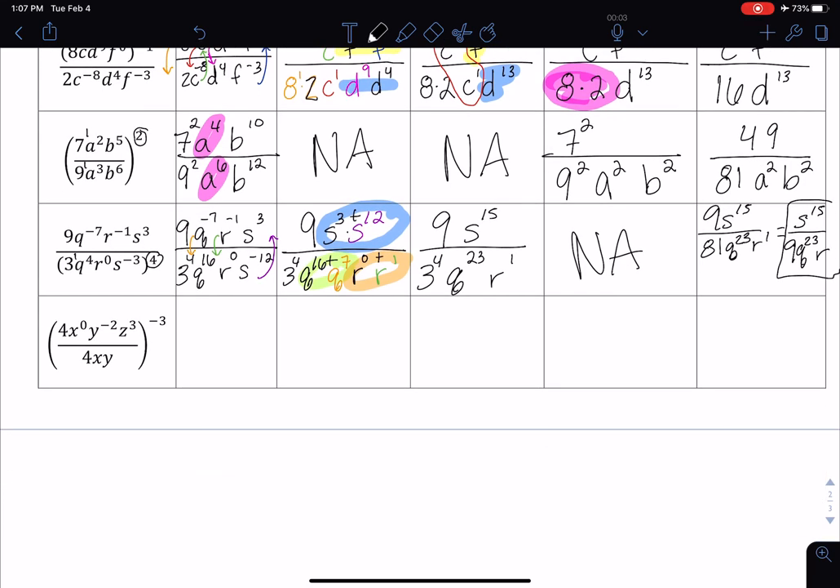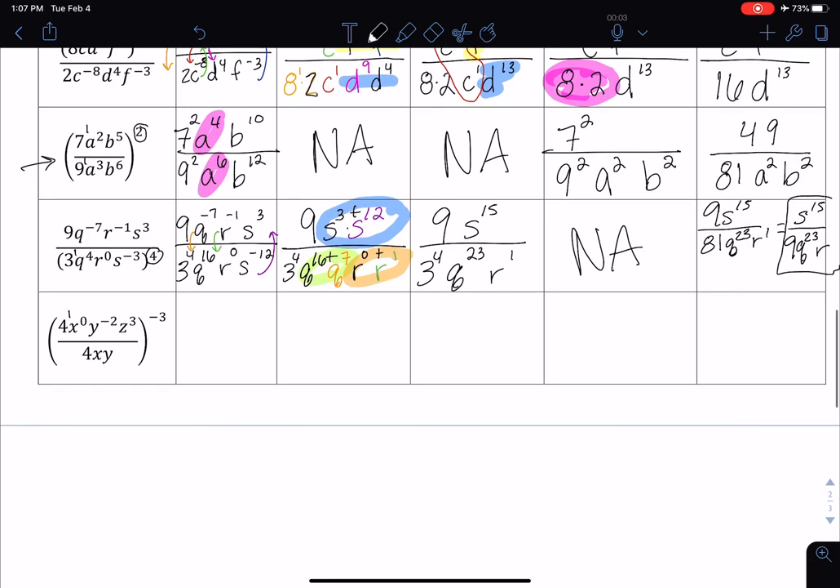Bear with me. Okay, this last one is similar to the one I did right here. Okay, so the -3 is going to multiply to everything on the top and everything on the bottom. Okay, so we need to make sure everything has an exponent. The 4 has an exponent of 1. This 4 on the bottom has an exponent of 1. And so do the x and the y.